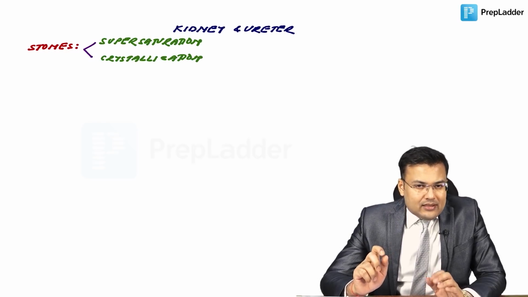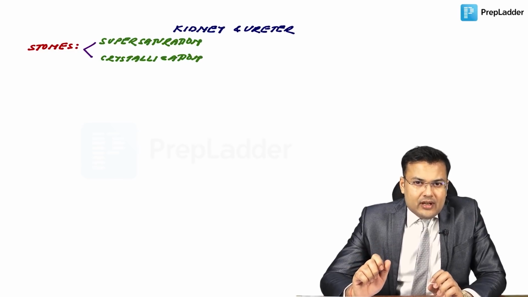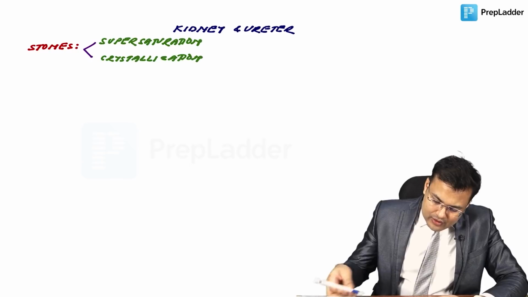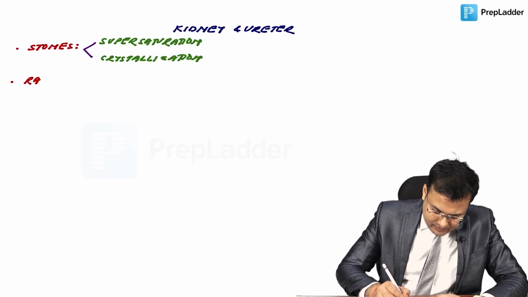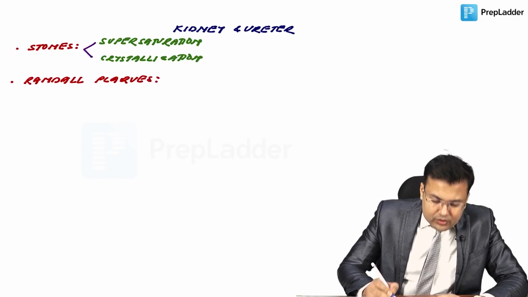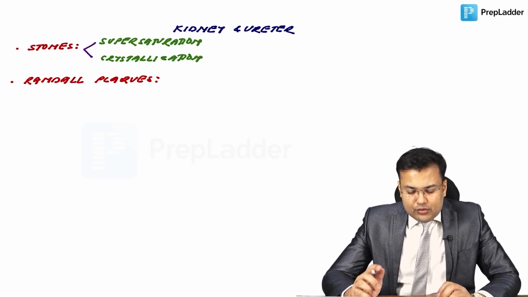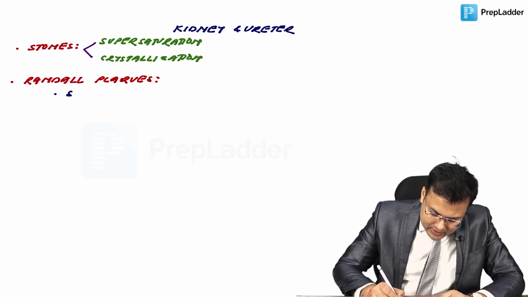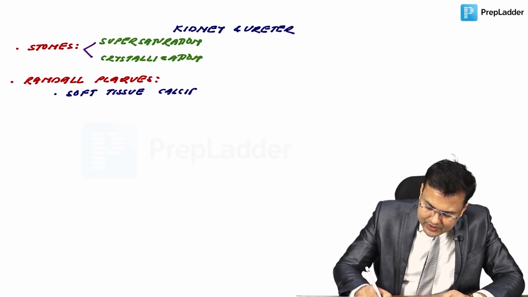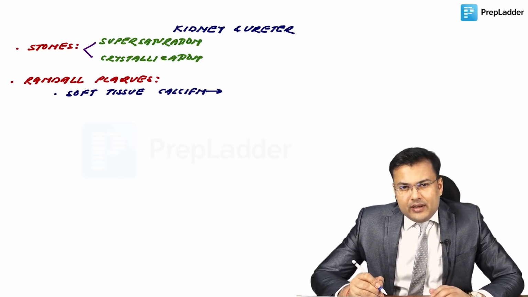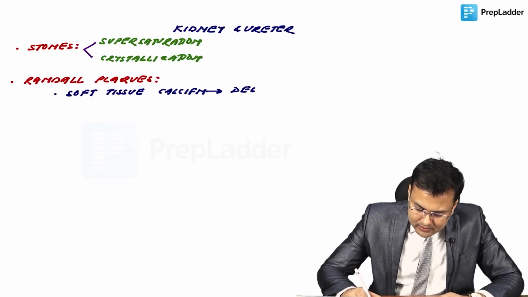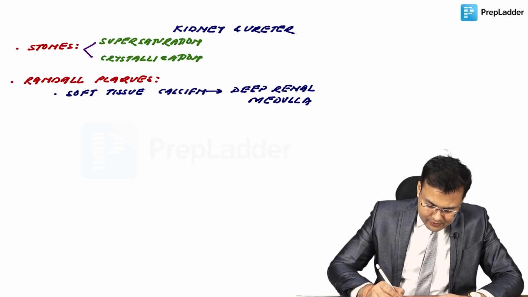What are these Randall's plaques? These are soft tissue calcification, and these are located in the deep renal medulla. So these are going to act as a nucleating agent for renal stones, right? And what is the location? Soft tissue calcification located in the deep renal medulla, and these act as a nucleating agent for renal stones.